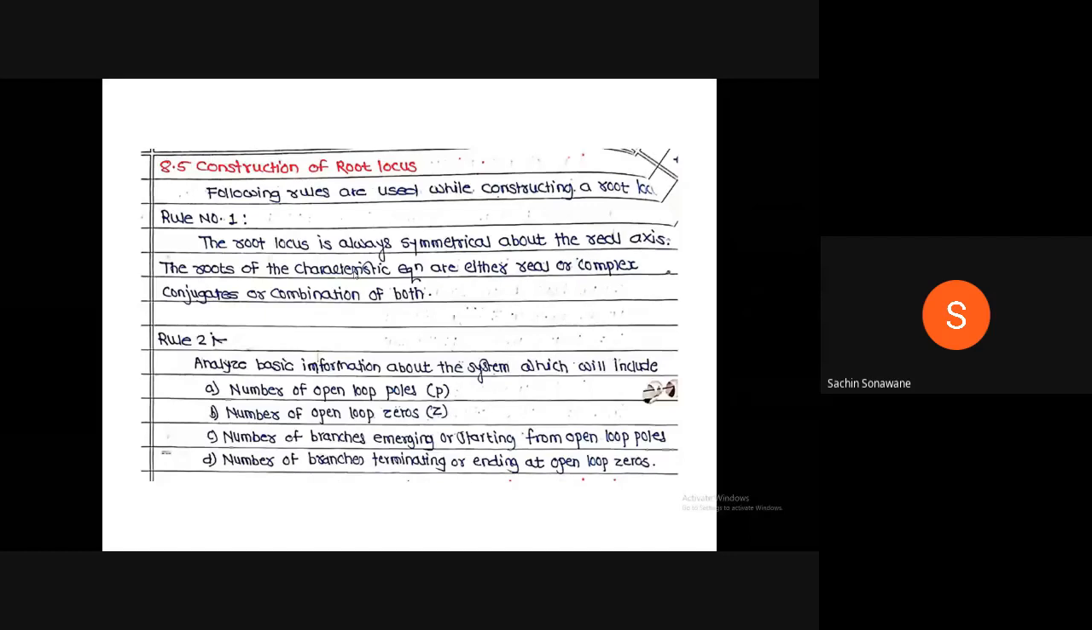Rule 2: analyze basic information about the system, which will include: A, number of open loop poles, P; B, number of open loop zeros, Z; C, number of branches emerging or starting from open loop poles; and D, number of branches terminating or ending at open loop zeros.